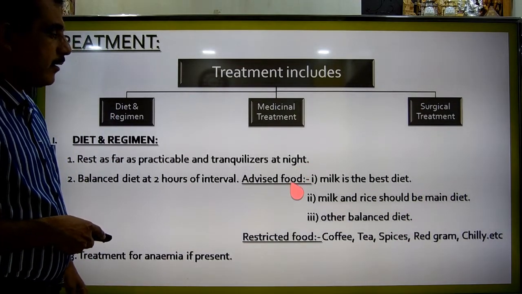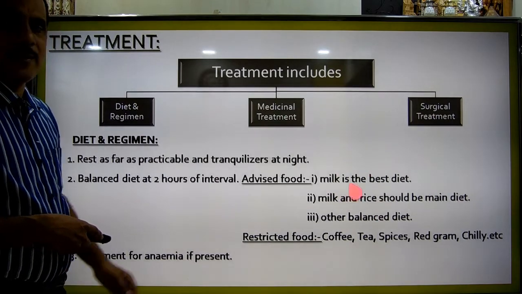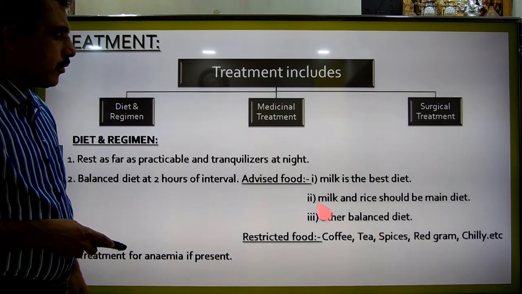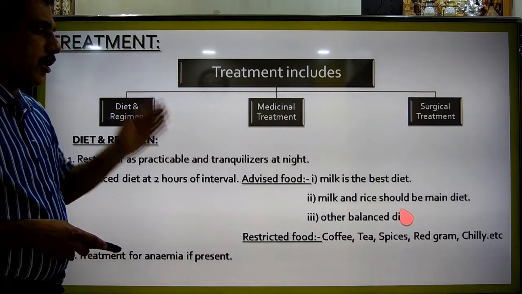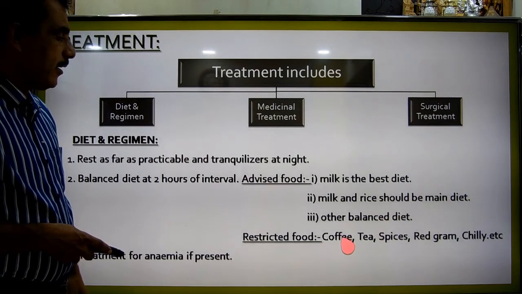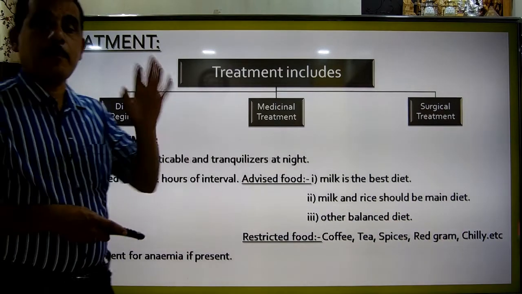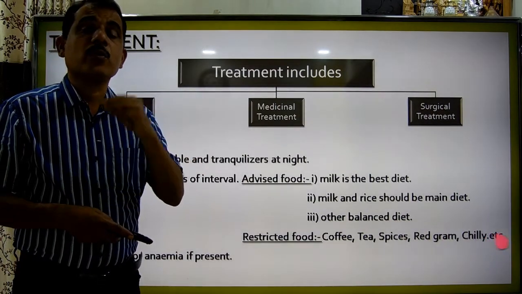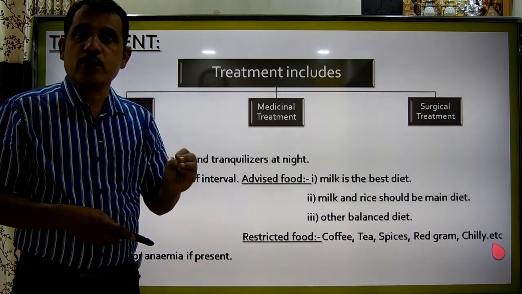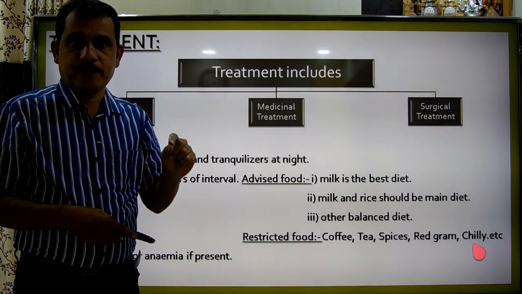It's best, and it can be maintained with milk and rice, because with only milk we cannot maintain long term. But if rice is given along with the milk, we can maintain for a long time, and it will become the main diet. Then the other balanced diet, especially the bland diet, should be given. The diet which causes irritation to the mucosa of the stomach should be avoided.